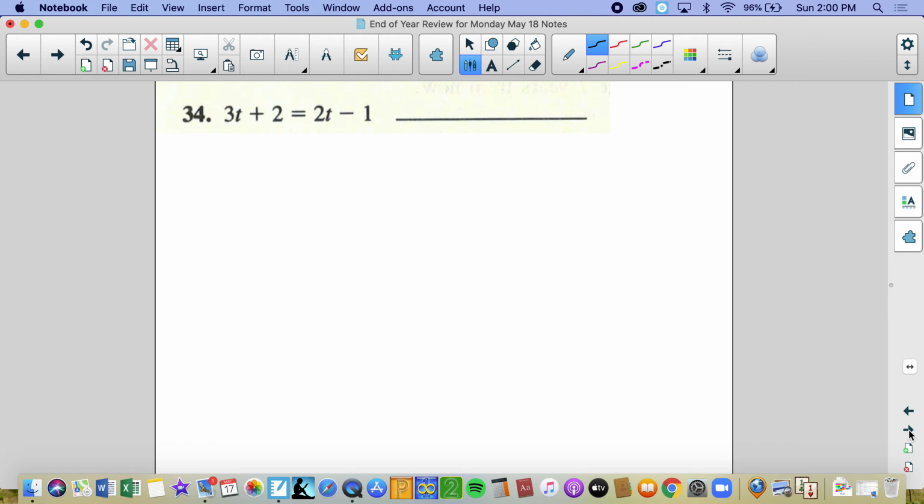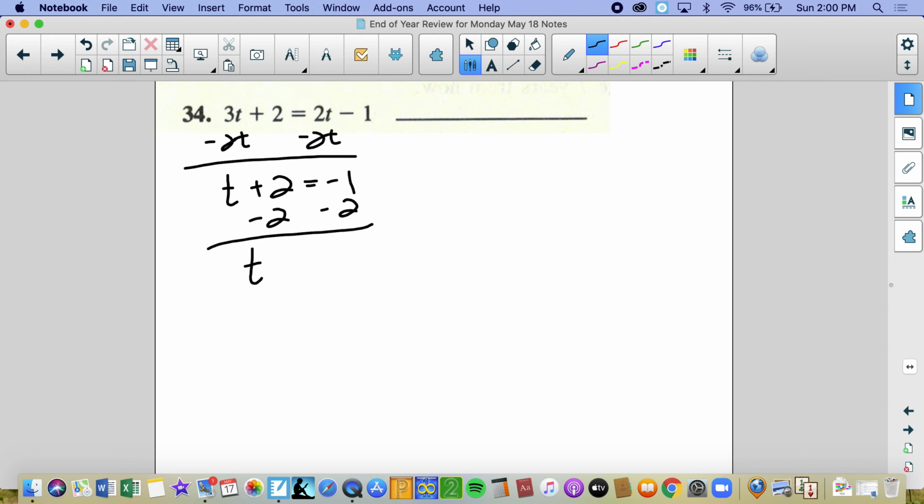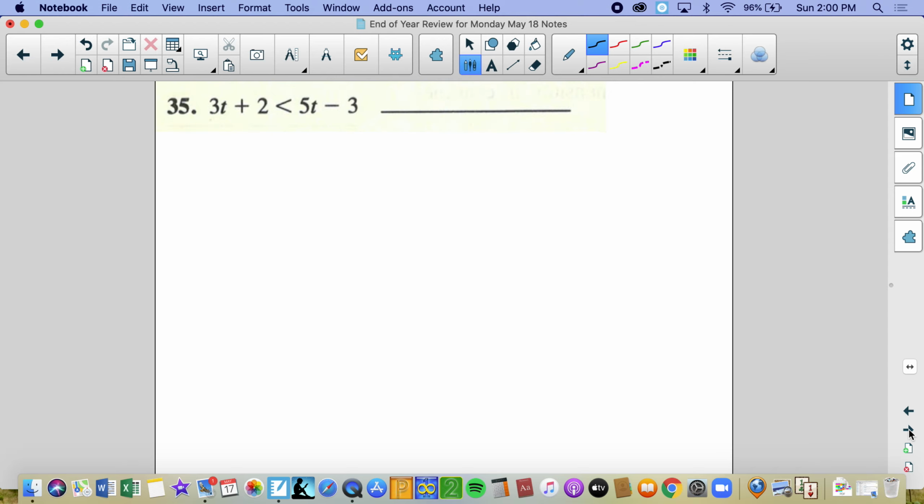Here we just have variables on 2 different sides. Let's move the variables to one side. I'm going to move the t's, the variables, to the left. That gives me t plus 2 equals -1. I'm going to subtract 2. I'm going to move my constants to the right. And my solution is -3. It's nice and easy now looking back at this.